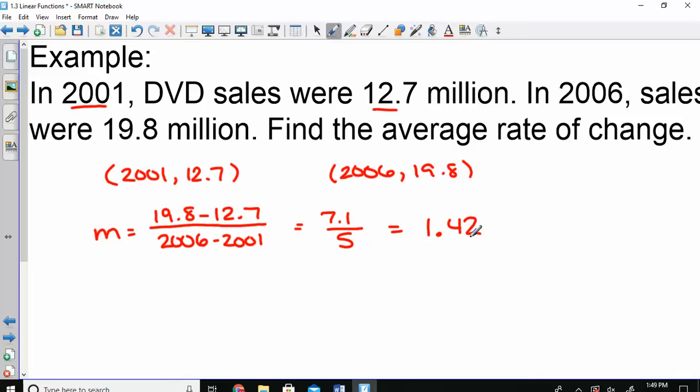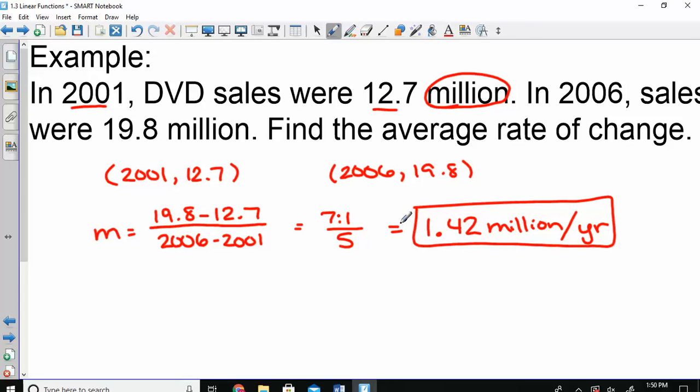And if I wanted to put units on this, the top of this, my y, 12.7 and 19.8, they were measured in million. Per the denominator, 2001, 2006, what were those? So it went up 1.42 million per year. Do we need labels for our homework? There's going to be a couple of multiple choice questions, and so you'll have to watch those units there.